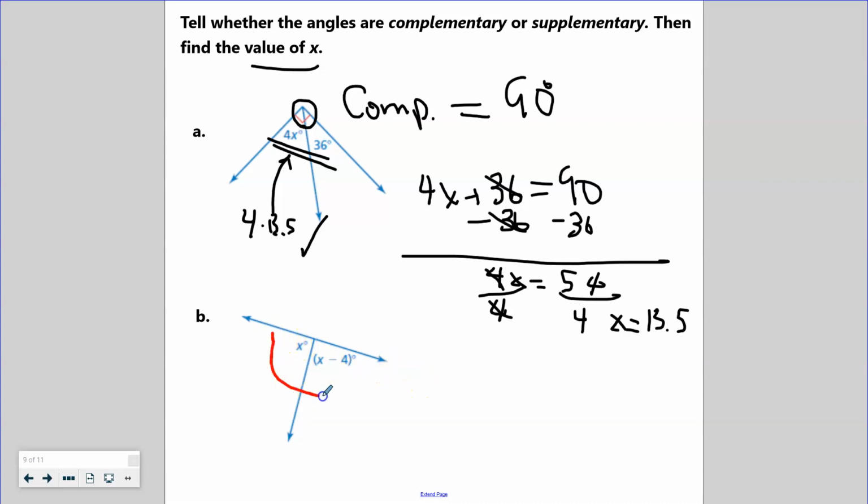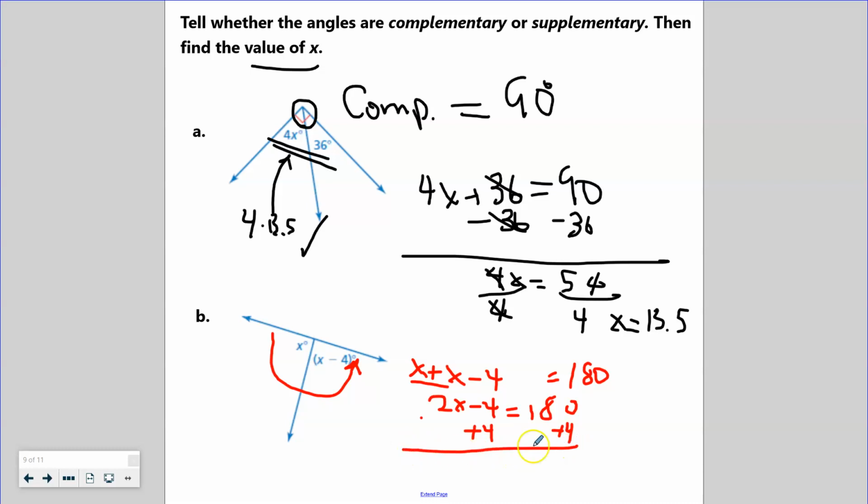Now I know that from here all the way to here, even though it doesn't say it's a straight angle, it's equal to 180. So I know that my numbers are going to add up, right? Supplementary angles add up to be 180. x plus x minus 4. Well, combine like terms, 2x minus 4 equals 180. Plus 4 on both sides. So I have 2x equals 184.